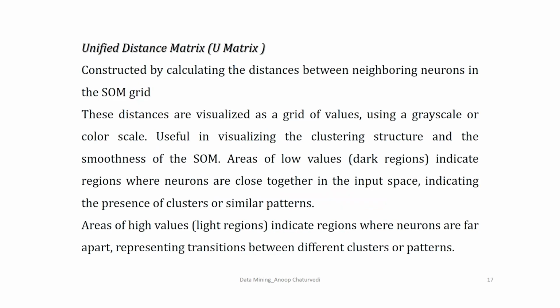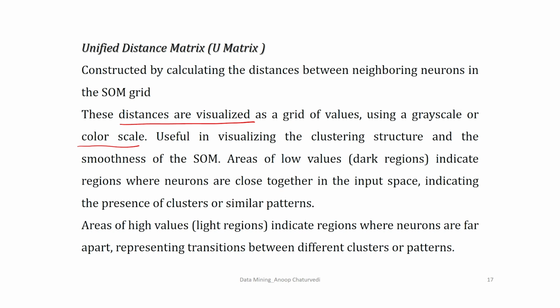Now we consider the unified distance matrix, that is the U matrix. The U matrix is constructed by calculating the distances between neighboring neurons in the SOM grid. And then these distances are visualized as a grid of values using a grayscale or color scale. This U matrix is particularly useful for visualizing the clustering structure and the smoothness of the SOM.